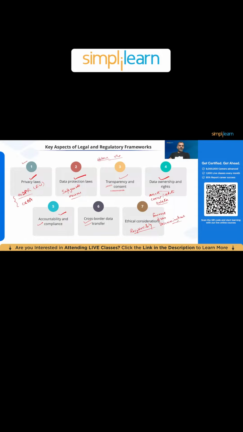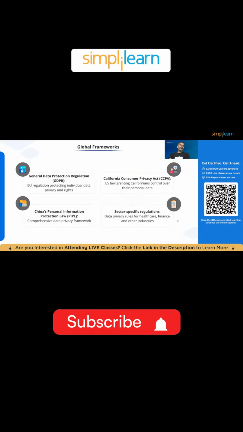Now, with these key aspects, there are some global frameworks available which help us govern these practices and need to be adopted by all data organizations. Some of them are very popular. The very first is the GDPR, which is the General Data Protection Regulation. This is defined by the European Union, and it is mainly for protecting the individual's data privacy and rights. So when you talk about the private or personal information of any customer and users, these laws help make the protection.